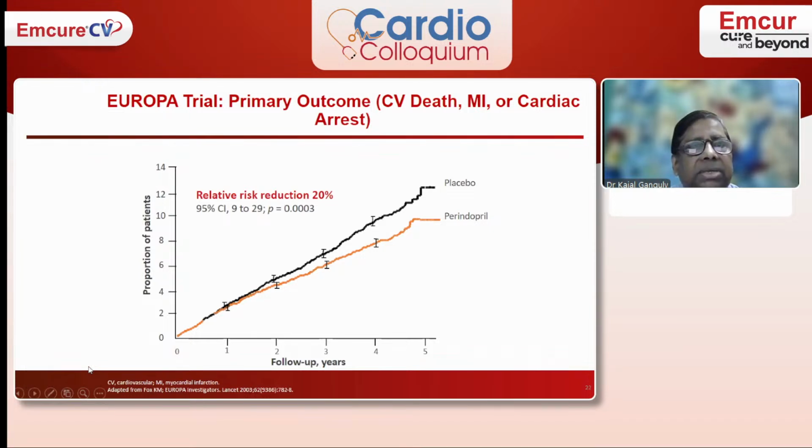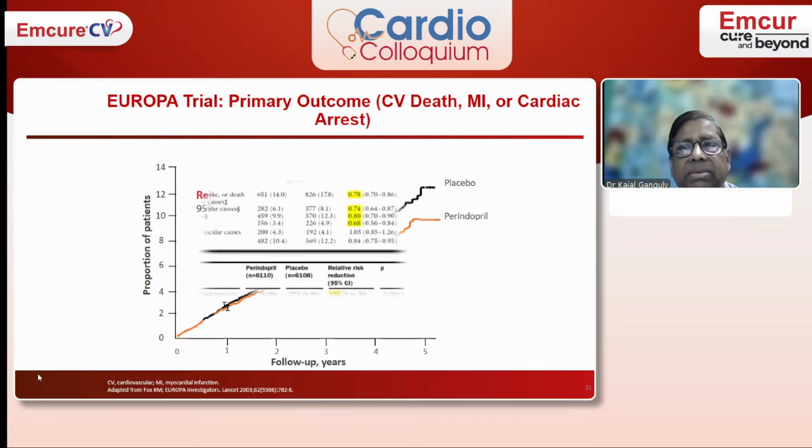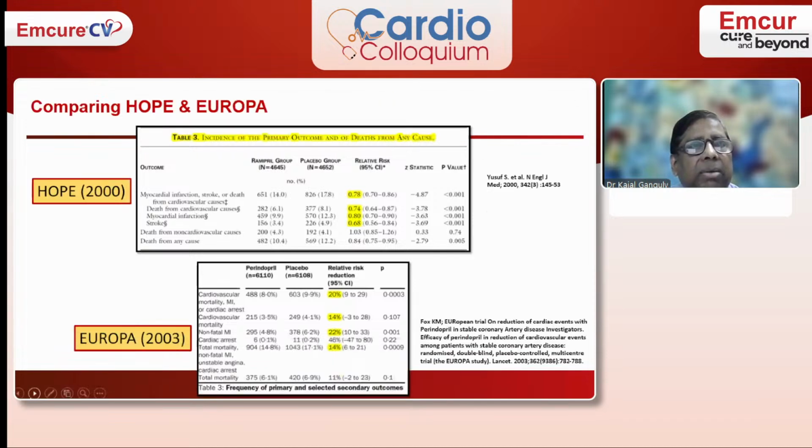So the relative risk reduction was again 20% with perindopril 4 to 8 milligram daily. Next. That is CV death, MI, or cardiac arrest. So comparing the HOPE and EUROPA trials, you can see that there is significant relative risk reduction. In HOPE, myocardial infarction 26%, death from cardiovascular causes 26% again, myocardial infarction 20%, and stroke again 32%, as I've said. In the EUROPA trial also, relative risk reduction in cardiovascular mortality, MI 22%, cardiovascular mortality only 14%, non-fatal MI 22%, and total mortality reduction was again 14%. Next.